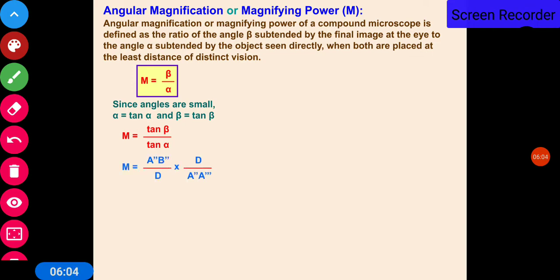Now from the previous slide, tan beta can be written as A double dash B double dash upon D, and tan alpha is A double dash A triple dash upon D. Now, because that was a straight line, in that figure it is clear that A double dash A triple dash is AB. That is why we said that the angle subtended by the object at the eye is alpha. So in place of A double dash A triple dash, we can write AB.